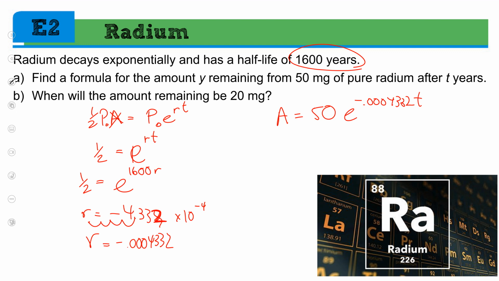Okay, so before we even do the calculation, let me ask you a logical question. Will the answer to part B be bigger or smaller than 1,600? Bigger, because 20 milligrams is less than half. Okay, so part B, we get 20 equals 50 times e to the negative 0.00043332 t. Solve that, please, for t, and make sure you get a number bigger than 1,600.